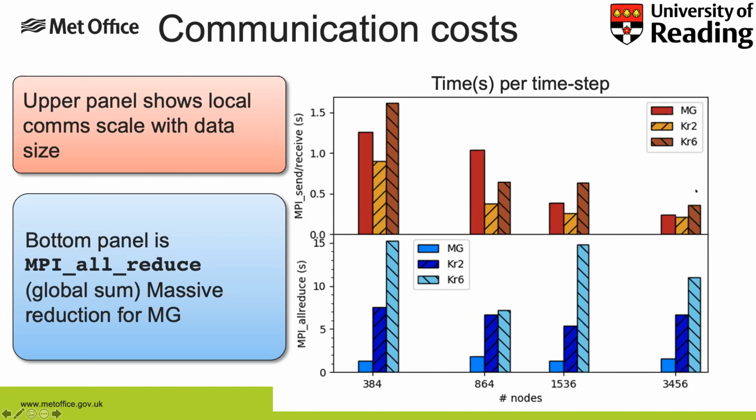So the actual amount of time doing halo exchanges does go down, but not relative to the amount of compute. If we look at the bottom panel in blue, this is the cost of MPI allreduce, which comes from the global sums, and you can see it's a massive reduction for multigrid. For the multigrid solver, there are no global sums in the inner solve. There are still some in the outer solve, but that's only a fraction of them. And this is what's really killing the scaling of the Krylov subspace solvers, having to do all those global sums.